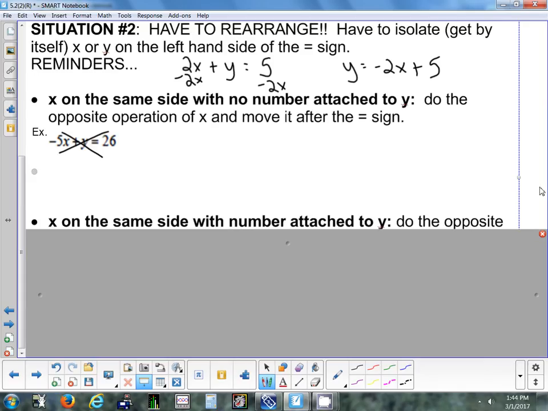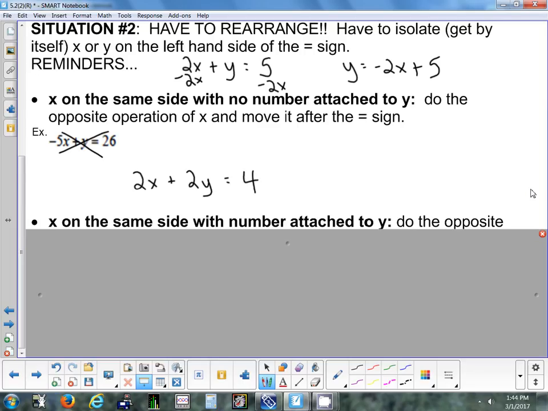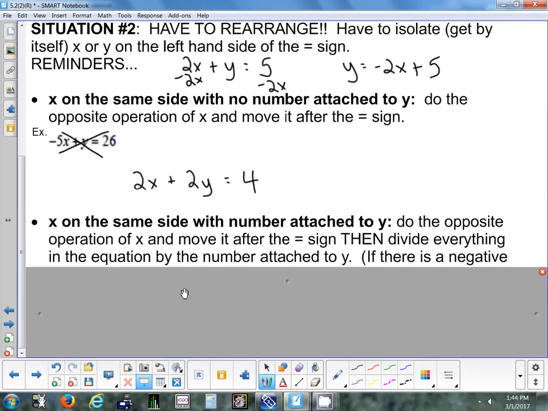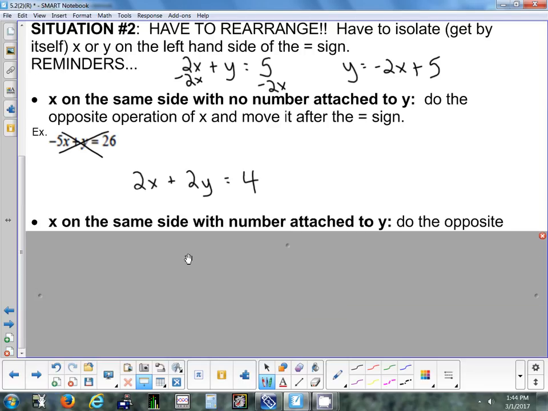Oh, number, I'm sorry. So guys, when you think this, it doesn't matter, you'll get it right anyways. It might look something like this: 2x plus 2y equals 4. X and y on the same side of the equal sign, and unlike up here, I have a number that's attached to y. So this is going to involve a little bit more work.